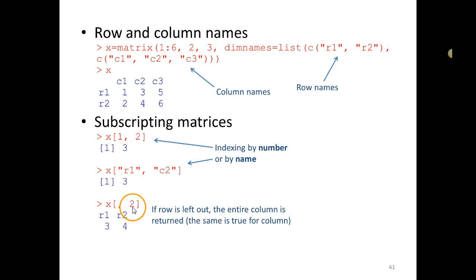If you skip the row part and just type X, nothing, 2, then you're telling R that you're interested in all the rows and the second column, and R returns this 3 and 4, which is the first and second row, all rows of the second column. And it also tells you R1, R2 here to indicate what row they belong to, since you have given the rows names. And of course this works the opposite way as well. If you give a particular row and no particular column, you will get the entire row.